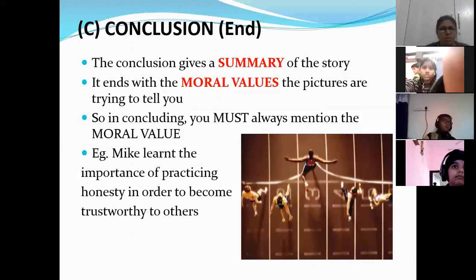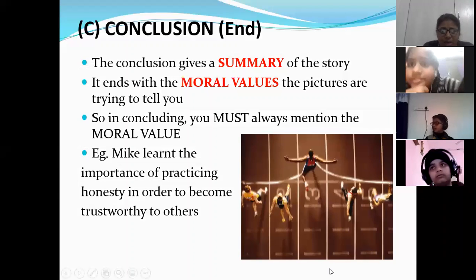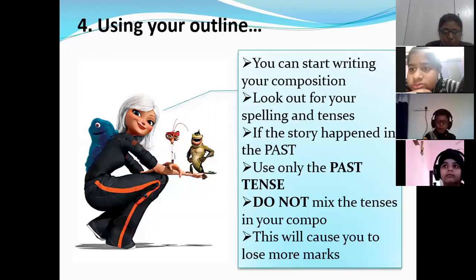Now we come to the conclusion, meaning the ending. The conclusion gives a summary of the story, or you can say it summarizes the whole picture. It ends with the moral values the pictures are telling you. In concluding, you must always mention the moral value. Here in this picture, what is the moral value? It is like Mike learned the importance of practicing honesty in order to become trustworthy to others.